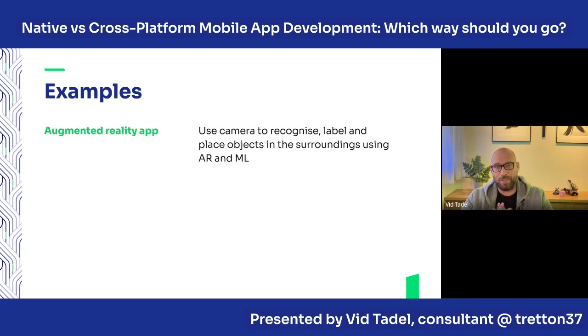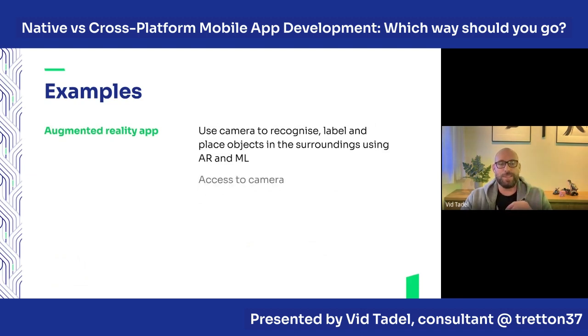And last but not least, I have another interesting example for you. This is an application that uses the phone's camera and machine learning capabilities to recognize and label objects in the room using augmented reality and machine learning. You can imagine an app that would help mechanics see parts of a car's engine overlaid on top of their screen so that they can work on the engine more easily.